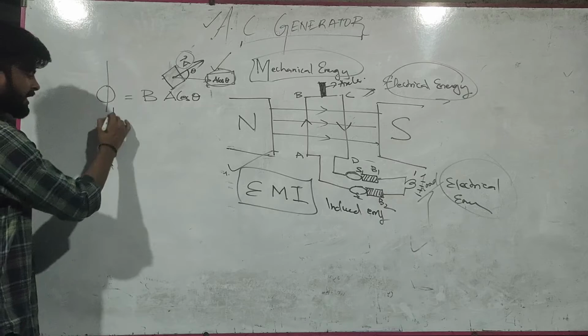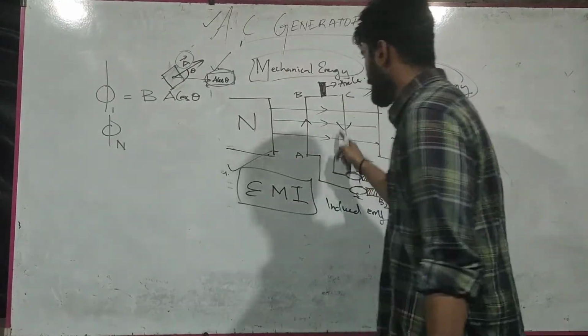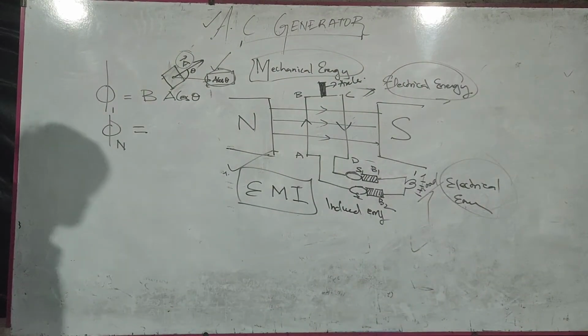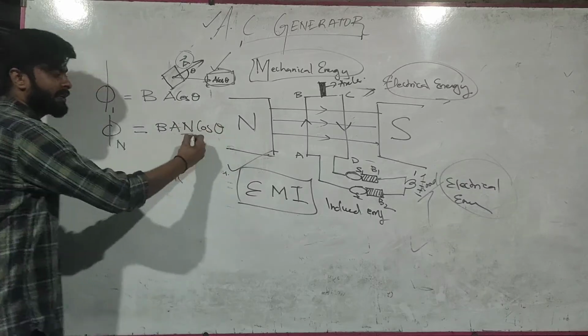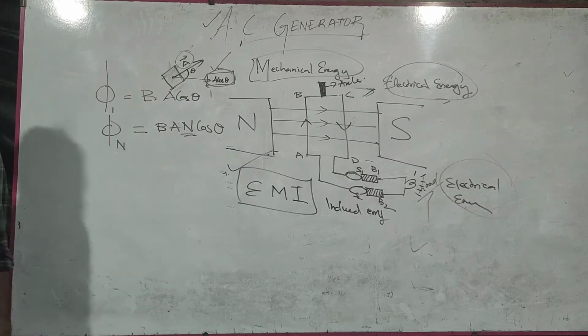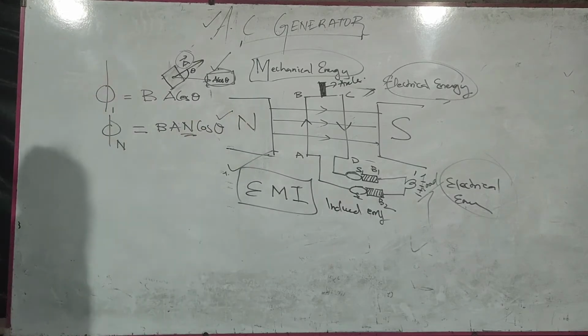And if there are n number of turns in your armature coil, then the magnetic flux linked with n number of turns of the armature coil will be B A cos theta multiplied by n, which is your number of turns. So BAN cos theta will become your magnetic flux.